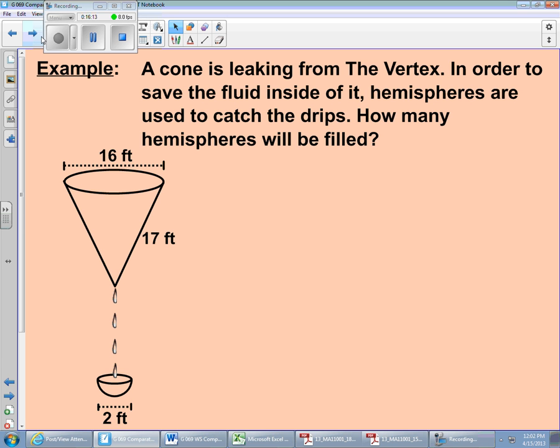Okay, let's look at one more. A cone is leaking from the vertex. In order to save the fluid inside of it, hemispheres are used to catch the drips. How many hemispheres will be filled?